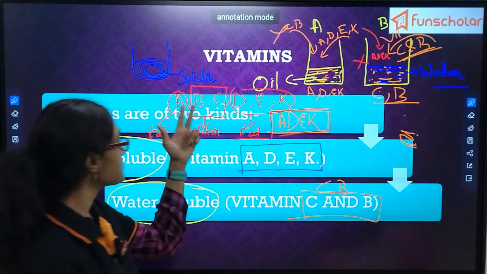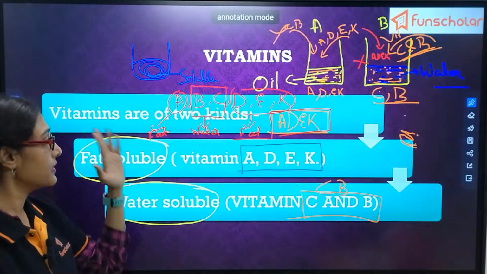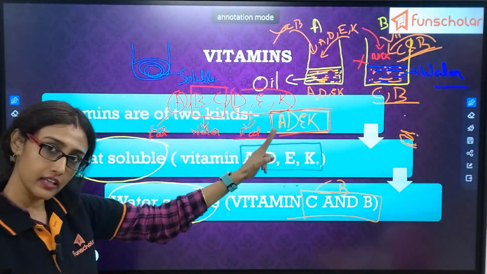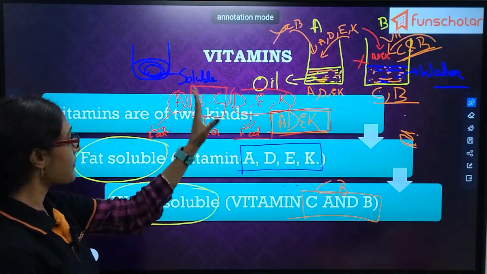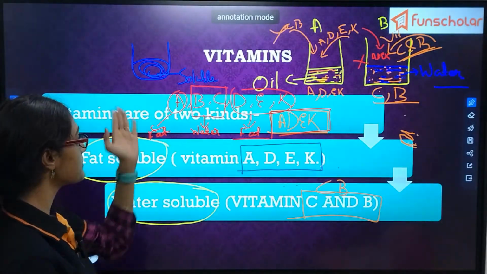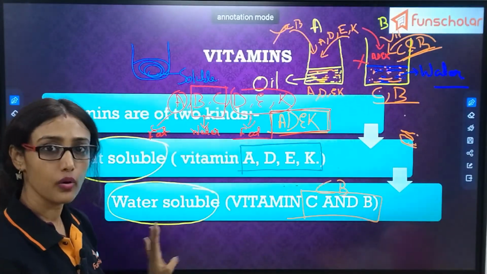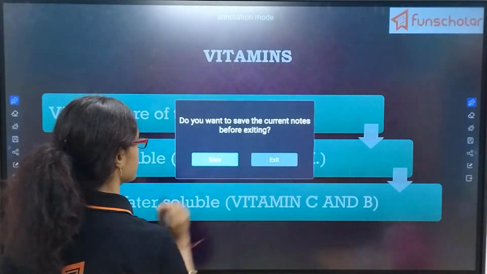Okay, how many types of total vitamins are there? There are 6 types of vitamin: A, B, C, D, E and K. A, B, C, D, E, you know 5, and another one is K. Among which B, C are soluble in water. And what remains? ADEK is fat soluble. Okay, clear? I hope it is very much clear to you.